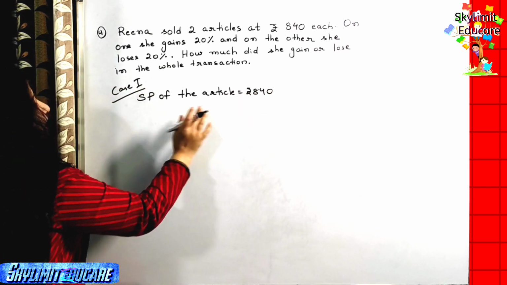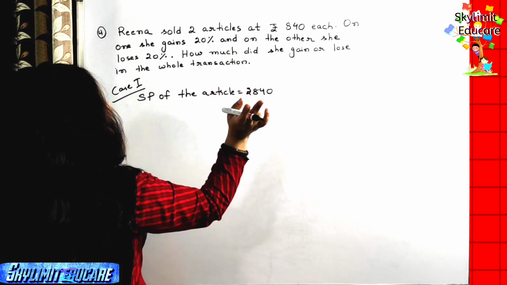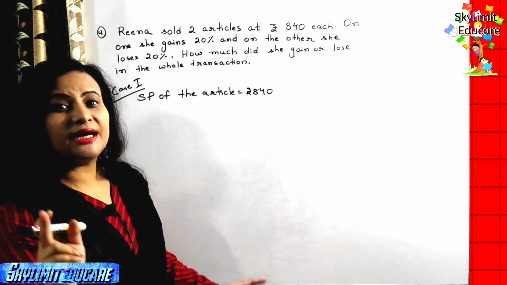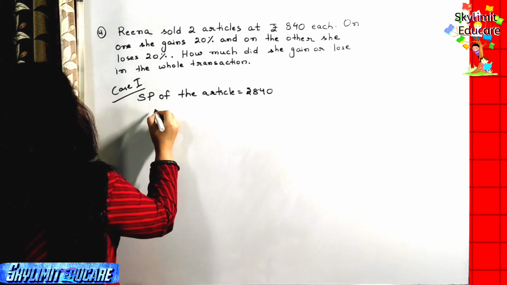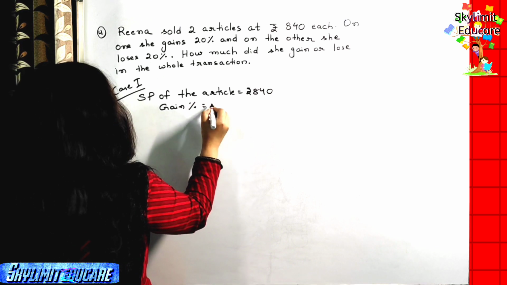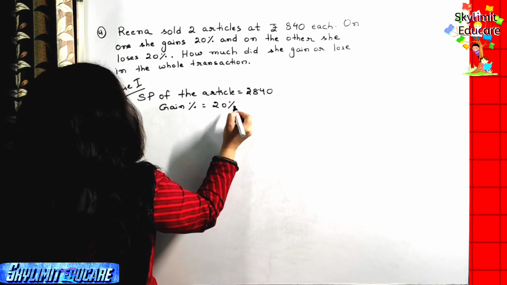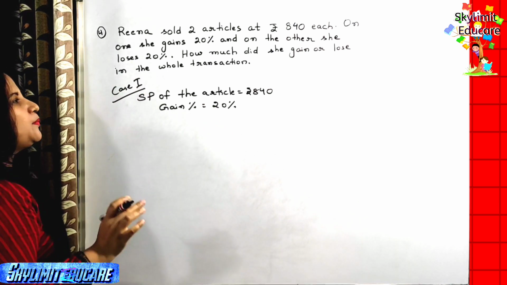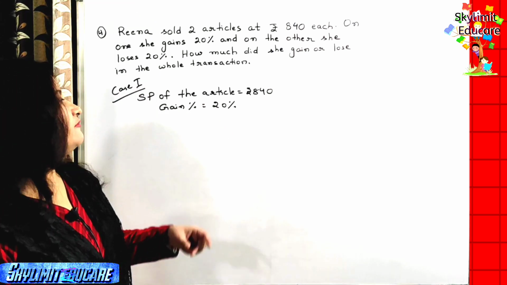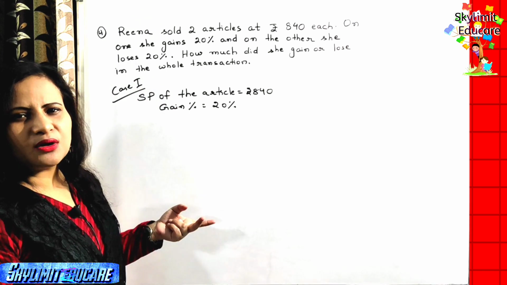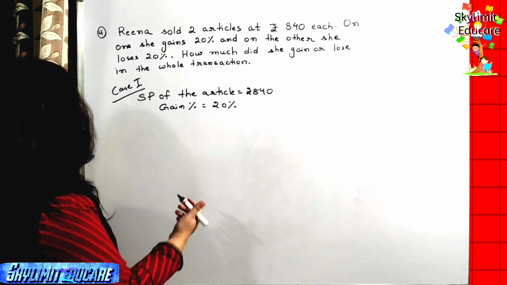In the first case we will deal with one article on which she gains 20%. So on the first article she gains 20%. So gain percent or profit percent is 20%. So we know the SP and we know the gain percent. When we have to find out the profit or loss, we need to find out the cost price also, right? So let's find out the cost price.